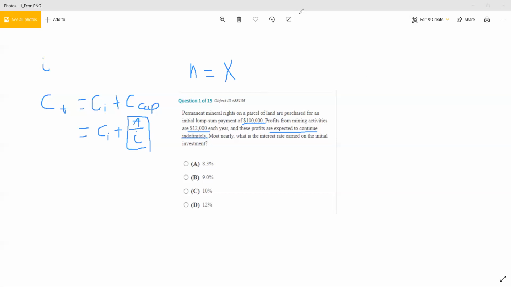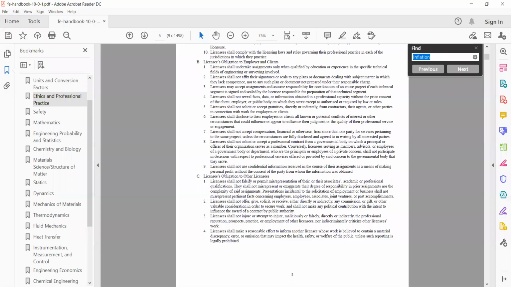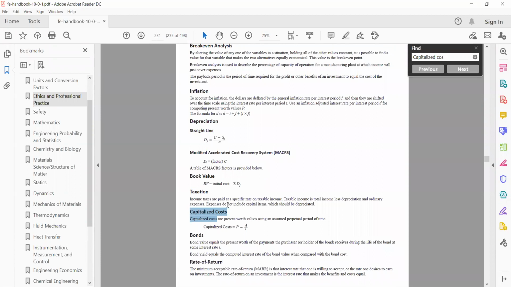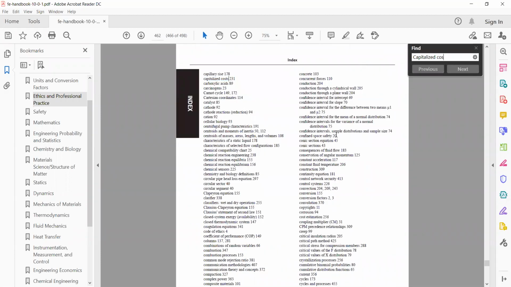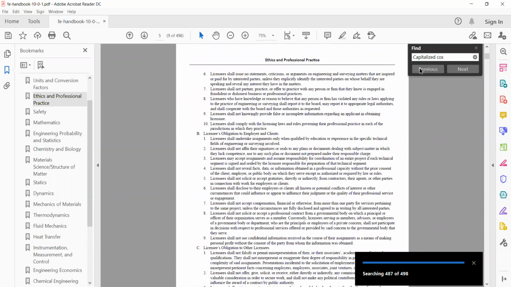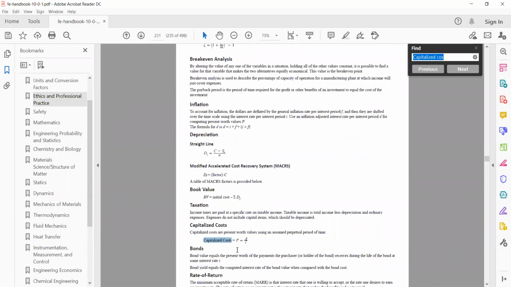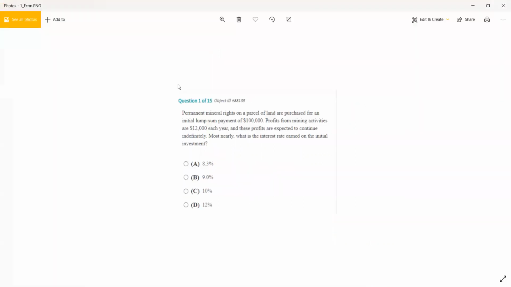I can show from the handbook, if I go and look up capitalized costs, right down here we have one of the equations. All right, Control F, thank you. So we can see capitalized cost is going to be equal to the present worth, which is A over i, assumed perpetual period of time. So if we use that, go back here, it erased my drawings. Duly noted that if I do that, it'll erase everything I've done. Good to know.